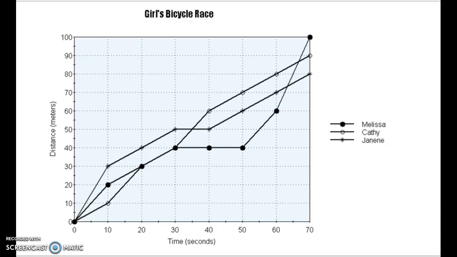Distance time graph review. With distance time graphs, we have the distance on the y-axis, and in this case it's in meters, and you have the time on the x-axis, which is in seconds. What can we find on the y-axis? What can we find on the x-axis?